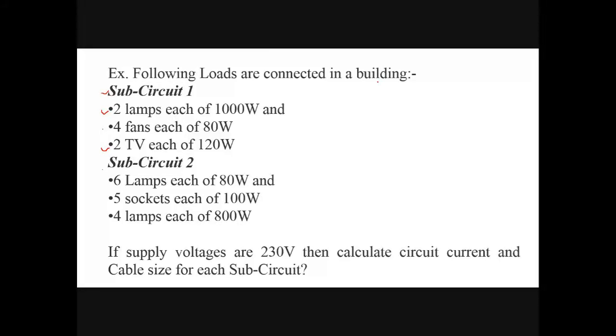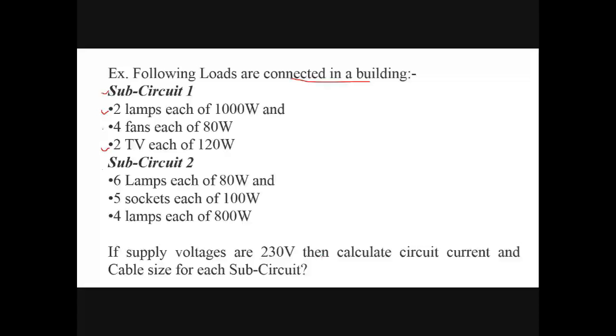We know that inside the building or inside your house, we are using these primary needs. Lamps are needed for the intensity of light. Fans must be there for the circulation of air. TV must be there for entertainment purposes. To connect the TV and the fans, we need the sockets. These are the primary needs, and they have asked that the supply voltage is 230 volt.